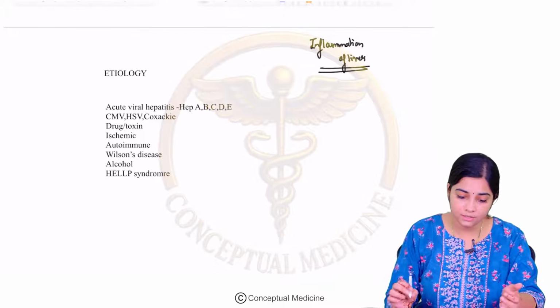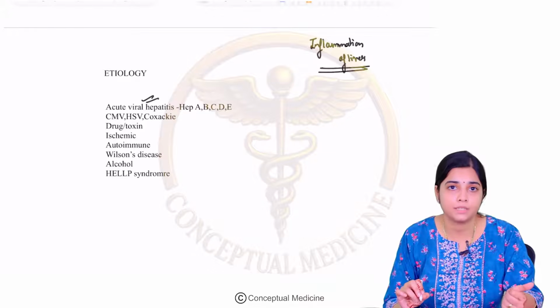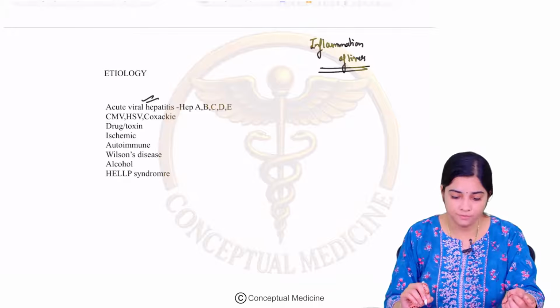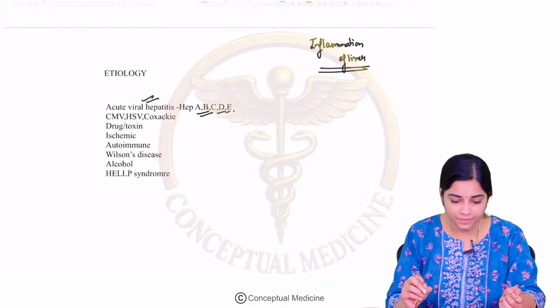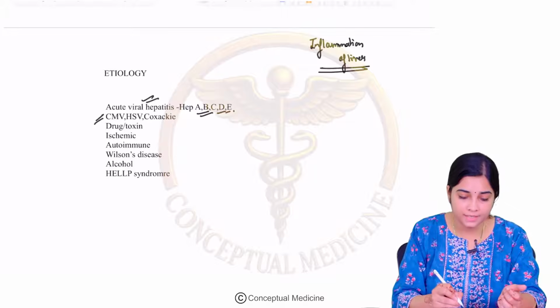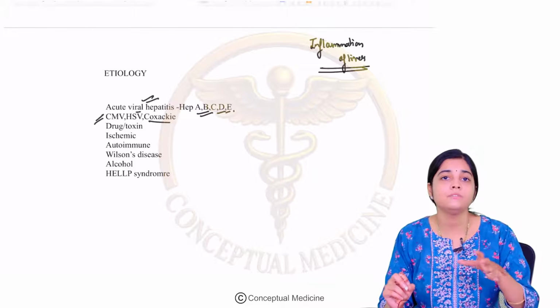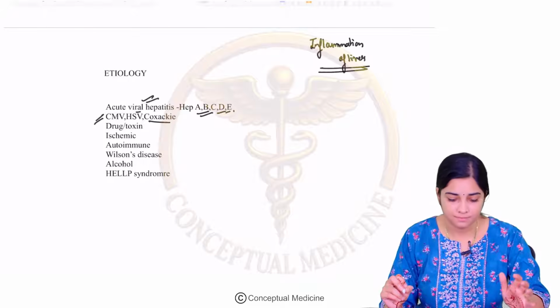The various etiologies include, most importantly and most commonly, viral hepatitis. There are viruses which are hepatotropic, which cause damage to the liver and cause inflammation of the liver. This includes hepatitis A, B, C, D, E, and cytomegalovirus, herpes simplex virus, and Coxsackie viruses. All of these hepatotropic viruses can result in acute hepatitis.